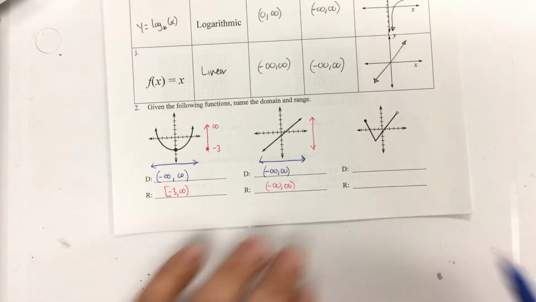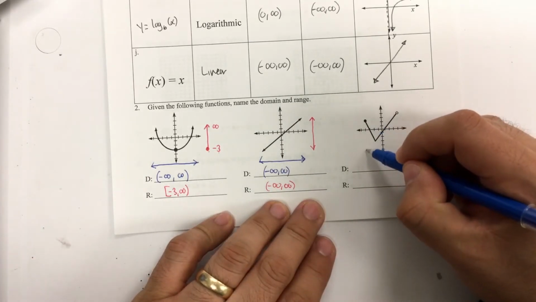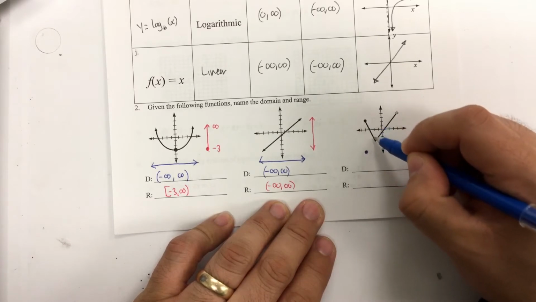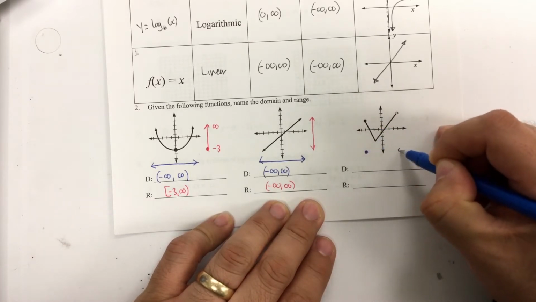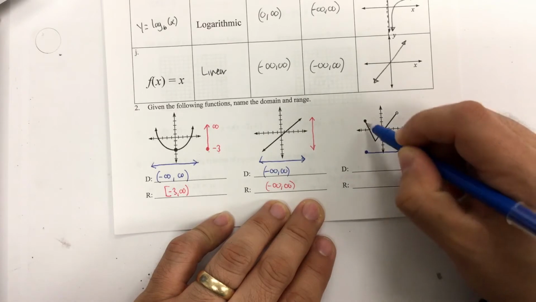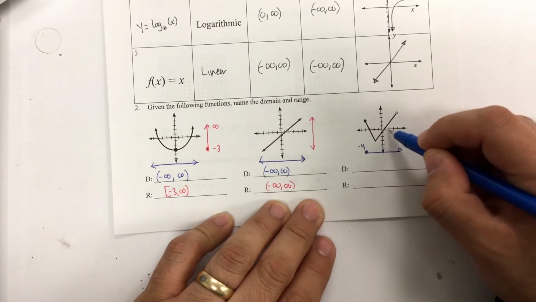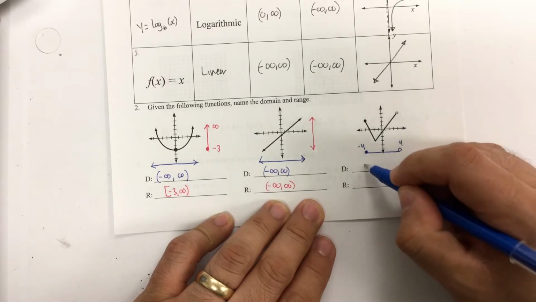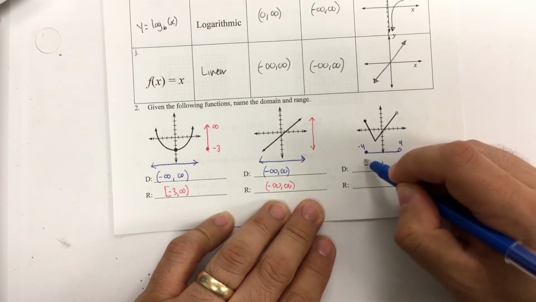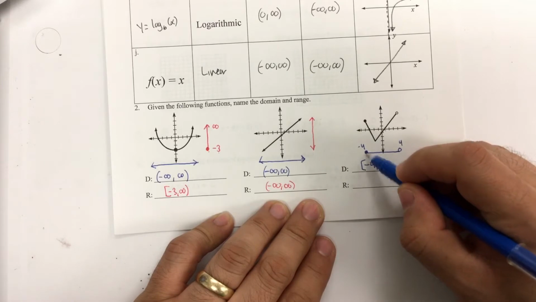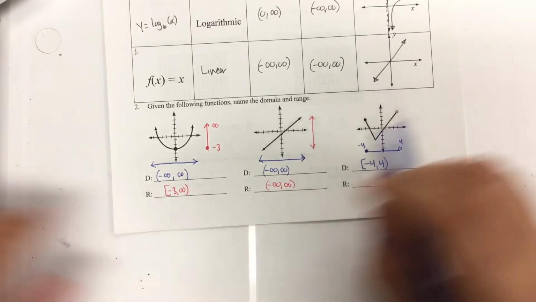For the next one, we have a closed circle right here. It's connected all the way into this open circle right here. So the value is -1, -2, -3, -4. This is 1, 2, 3, 4. So we have -4, comma 4, bracket and parentheses, closed circles bracket, open circles parentheses.